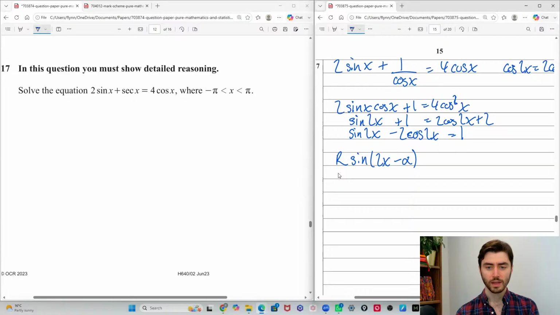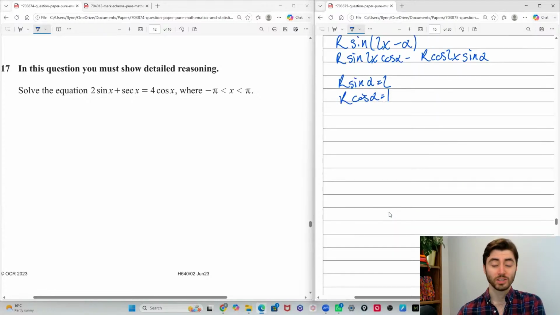Then I can say that that would be r sine cos minus r cos sine. And so I could say from that, oh, I've done that the wrong way around. No, I haven't. I can say that r sine alpha is equal to 2, and I can say that r cos alpha is equal to 1. Like, I do have the skill to handle this. I'm just surprised is all.